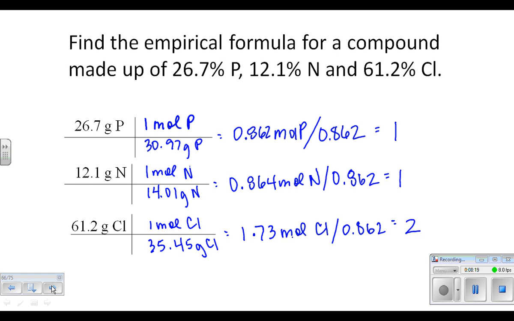Okay, 0.0 something. So those are rounded accordingly because it says round to whole. So if they're 0.0 something, we just round them. So that would make it to where for phosphorus, I would just have 1. For nitrogen, I would just have 1. And for chlorine, I should have 2. So my empirical formula would be PNCl2.